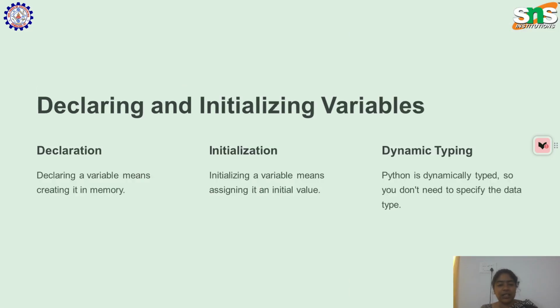Declaring and initializing variables. Declaring a variable means creating it in memory, while initializing a variable means assigning it an initial value. Python is dynamically typed, so you don't need to specify the data type of the variable. In this example, we have declared and initialized four variables: age, name, height, and is_student with values of different data types.